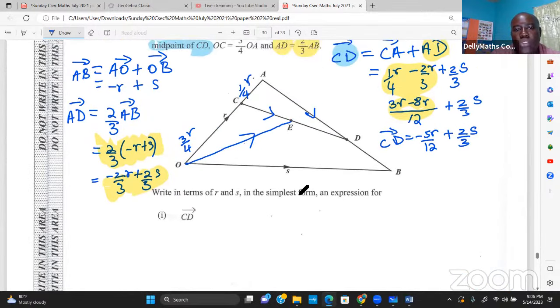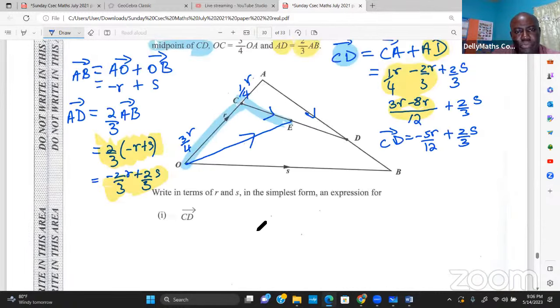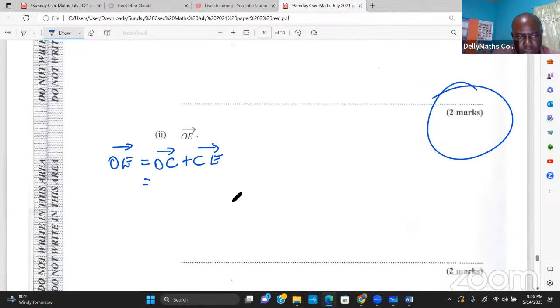That means I'm going to move from O to C and C to E. O to C, C to E. That's my motion. I have OC already. Look, OC is 3 over 4 R. CE is half of CD.